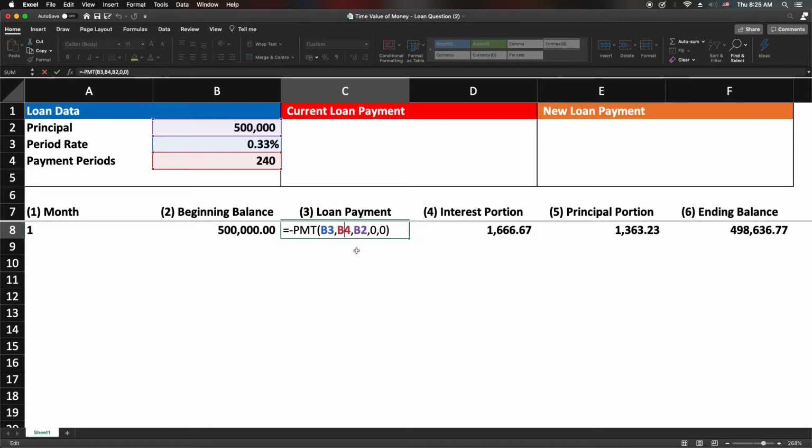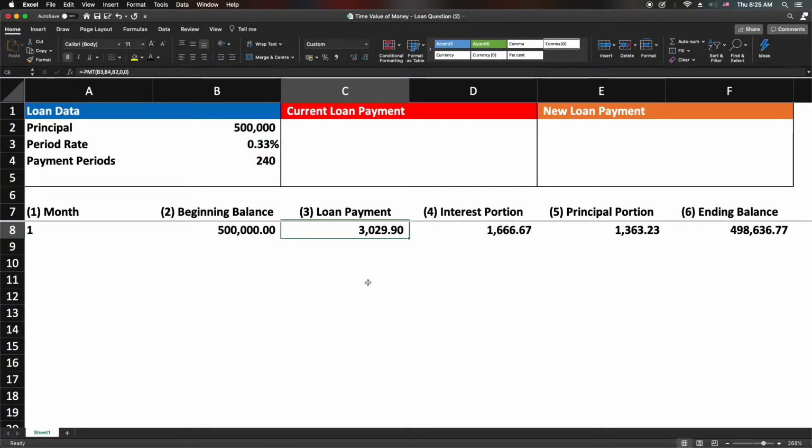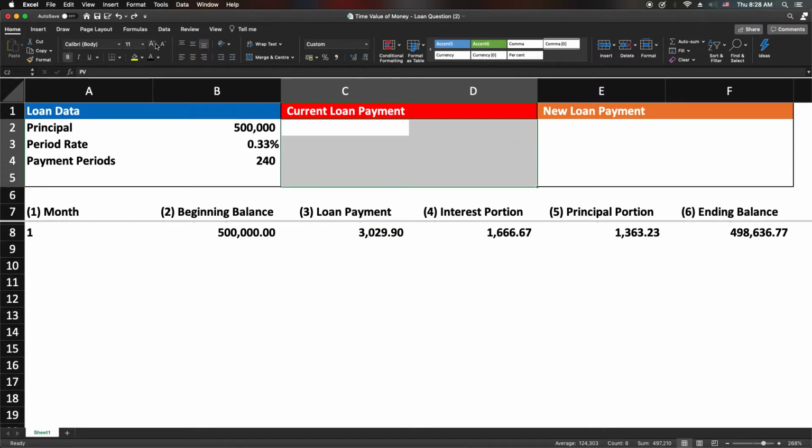This function by default will generate a negative number as presumably loan payment is a cash outflow. But we don't present negative number in the amortization schedule, and so we put a negative sign before the PMT function. As such, we can find that the loan payment is $3,029.9. If you want to use BA II Plus to find this amount, then you may follow these steps.